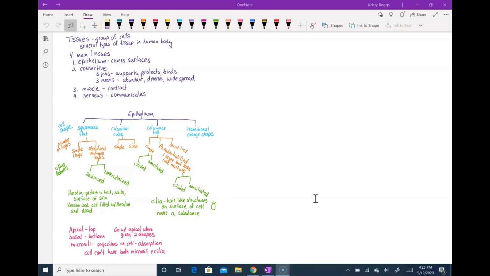And one other note, microvilli are little projections on the surface of a cell that increase its surface area so it can have more absorption. So for example, in your small intestine, that's where you absorb nutrients from your food. So you have microvilli there.